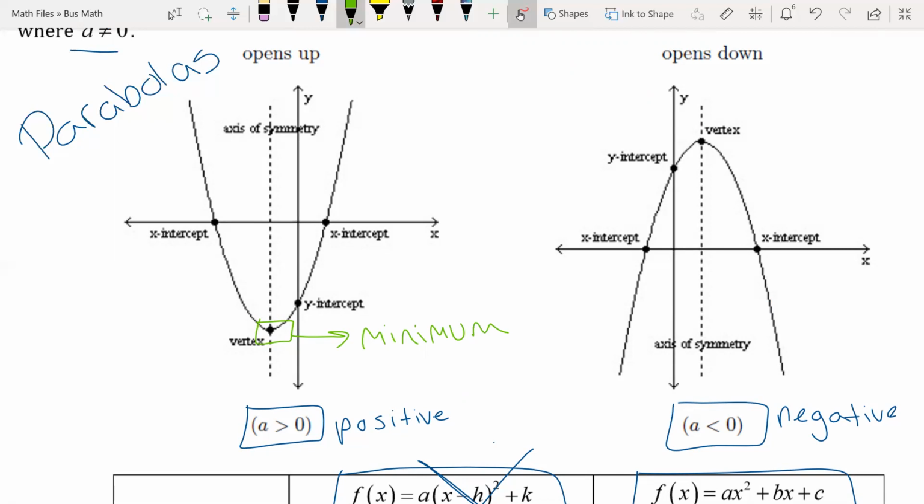Now, if our parabola opens down, this means that the vertex is the highest point on the graph, which means it'll have the largest y value on the graph, which means if your parabola opens down, the vertex becomes a maximum. That's all that means.